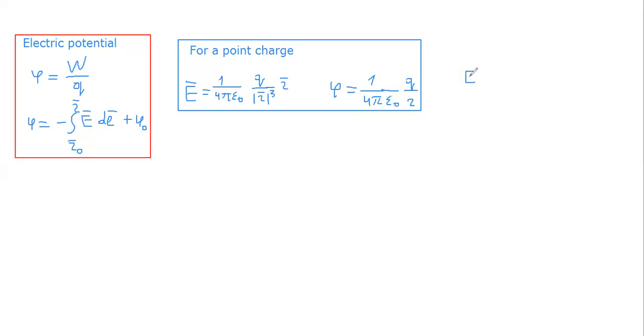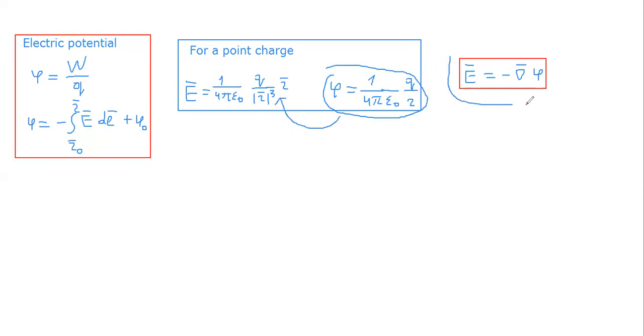E is equal to minus gradient of electric potential. Minus gradient of electric potential. Let's have a look at an example. So I will use this formula to find this.